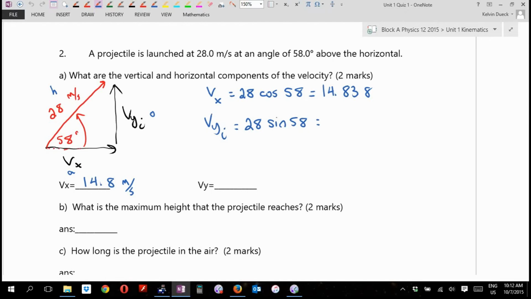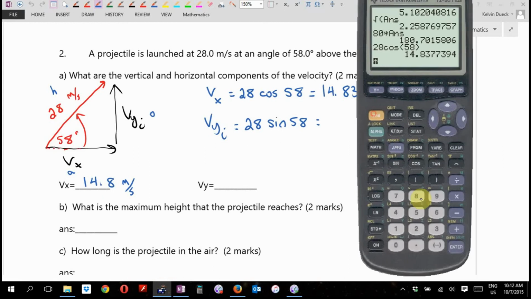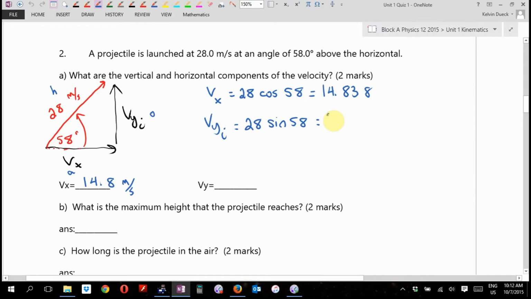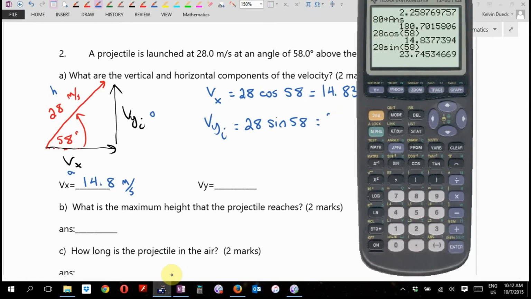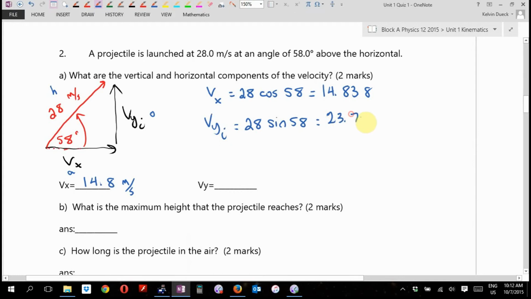I'm good with that. And it's going to be 23.745, which is going to be 23.7 meters per second.